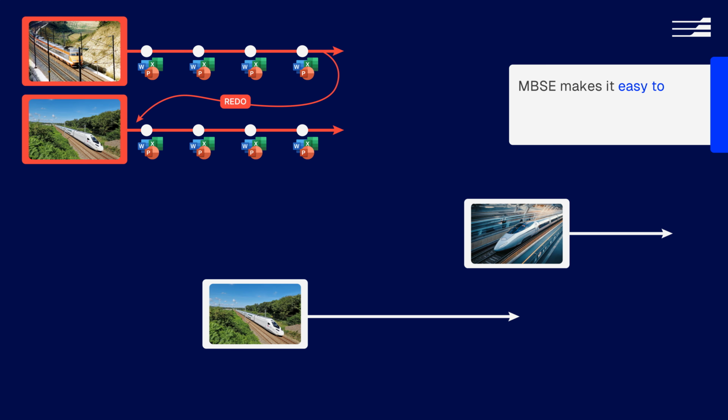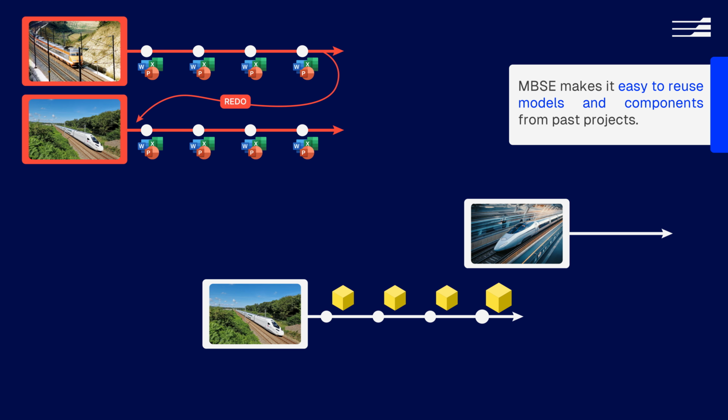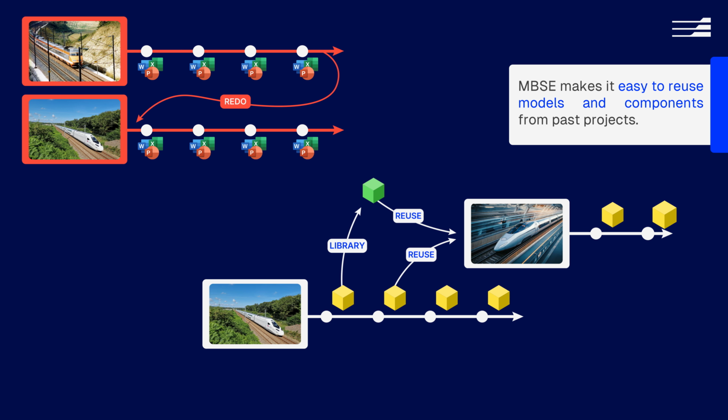MBSE makes it easy to reuse models and components from past projects. Since everything is well documented and rigorously traced in the system model, you can easily see what parts can be reused and why certain design choices were made. Plus, MBSE lets you create libraries of reusable assets, like off-the-shelf components, signals, and other system elements. These can be applied to future projects, saving time and reducing the risk of errors.